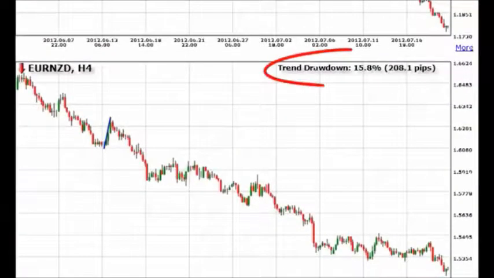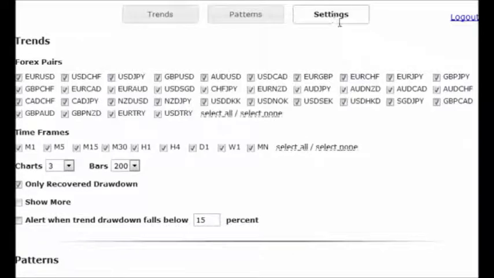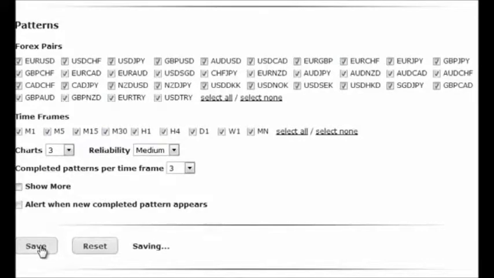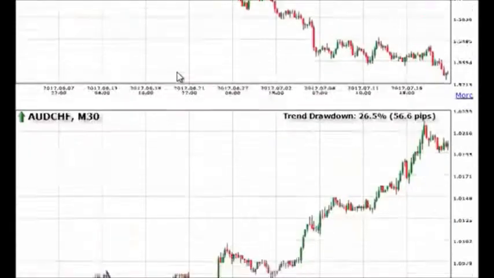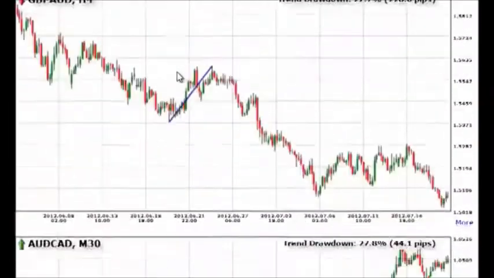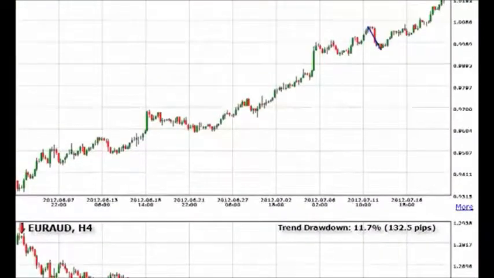In the next charts, the drawdown is a little higher. If you want to see more charts, click on Settings. Let's choose 20 charts. Save settings for the next time you log in. Go back into Trends, and as we scroll down, the drawdown becomes higher, but it might still be good for trend following. The first chart is always the best one.